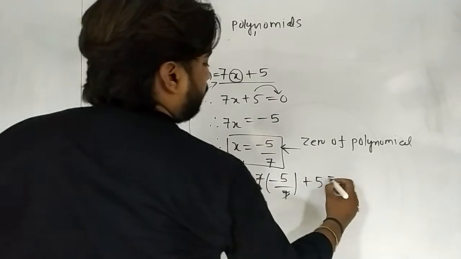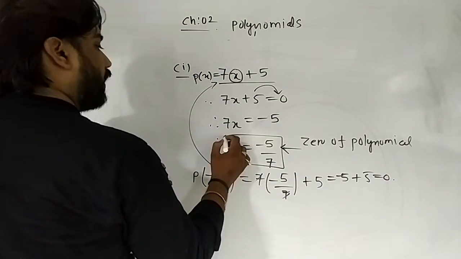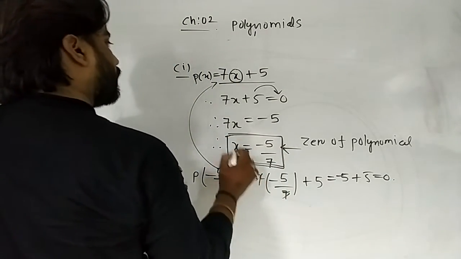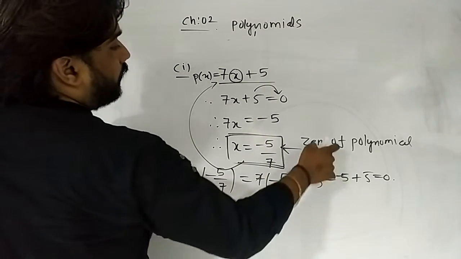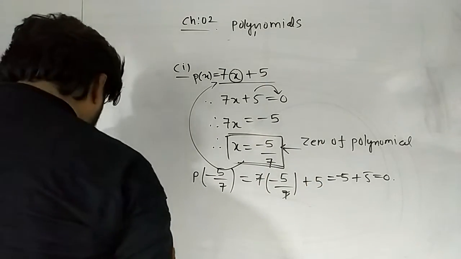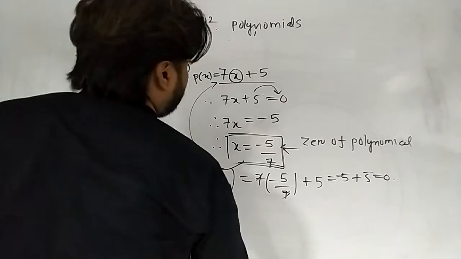7 7 cancel, -5 plus 5, that is 0. Such values of x for which the polynomial becomes 0 is known as the zero of the polynomial. I hope it is clear to everyone. So we have also discussed this.